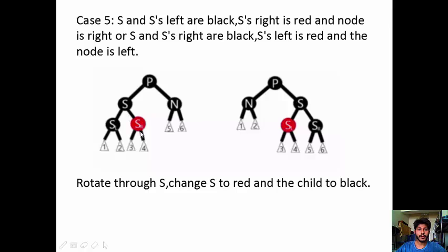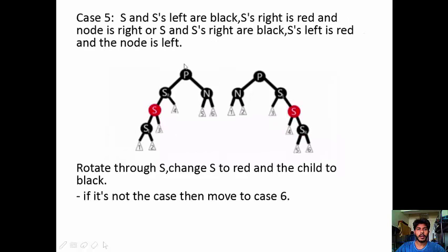What we have to do is first rotate about S as the axis, that is the sibling. We rotate about S, the sibling, and then change the color of S, the sibling, to red and the child to black. Finally, we change the color of the left child and right child of the sibling into black and transform the color of this sibling to red.